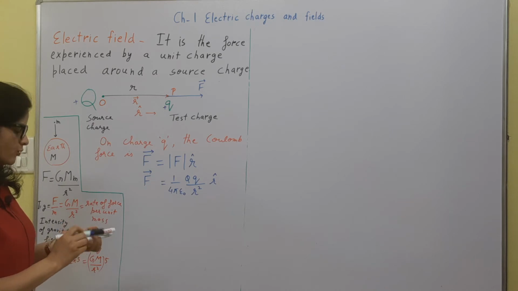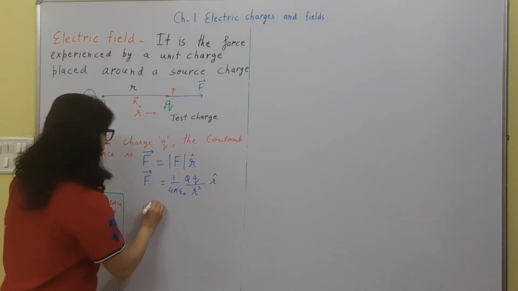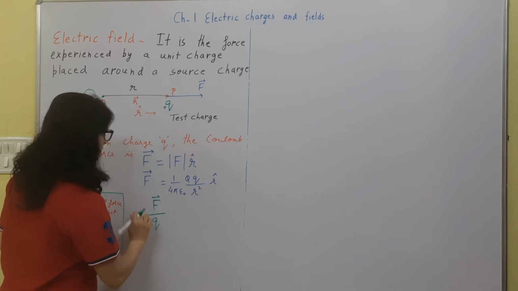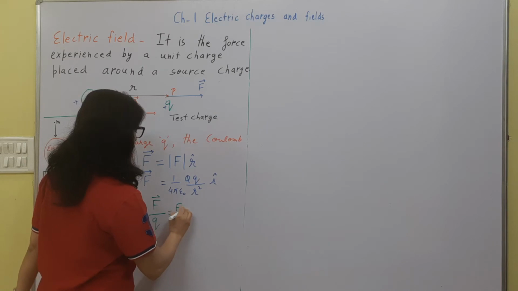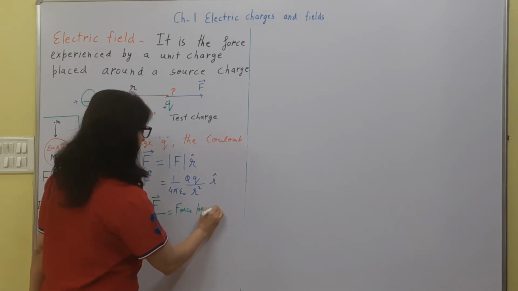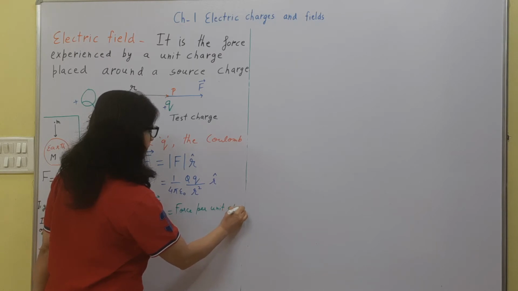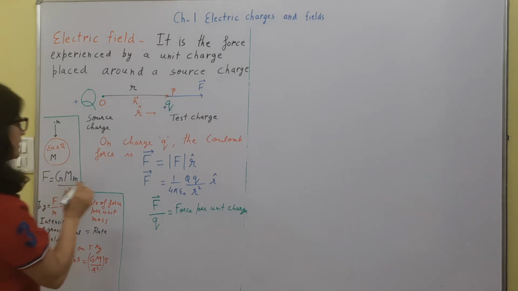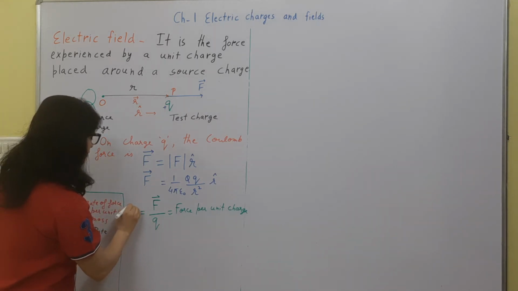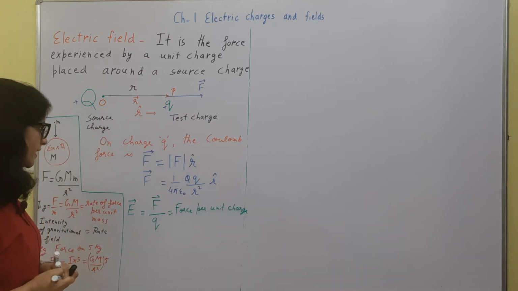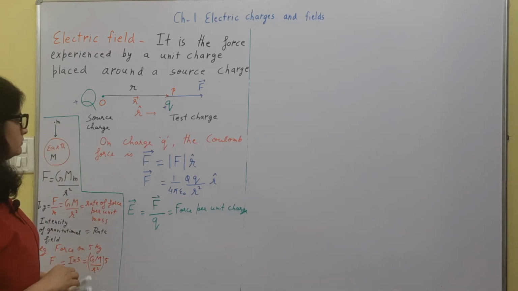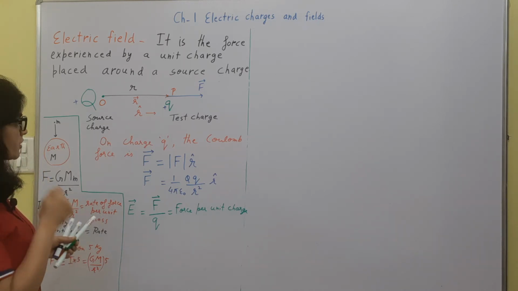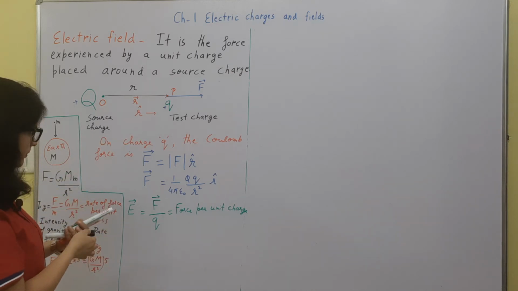Right? And if I want to know the rate, that means if I divide this force by Q, this is actually force per unit charge, and this we are defining as electric field. So what is electric field? It is a force acting per unit charge on a unit test charge which is placed around a source charge plus Q.